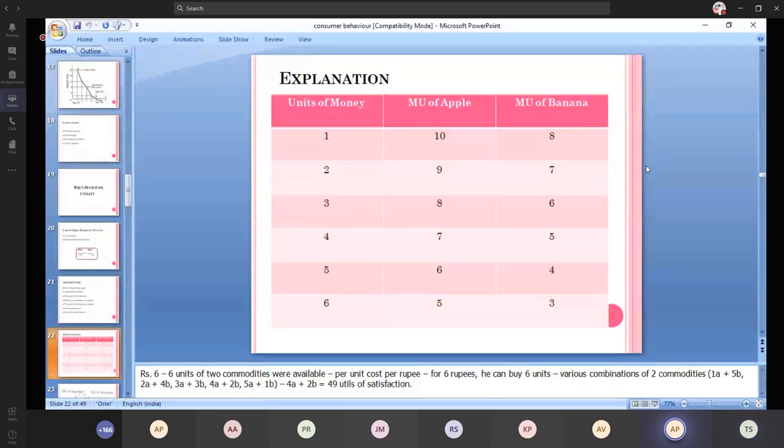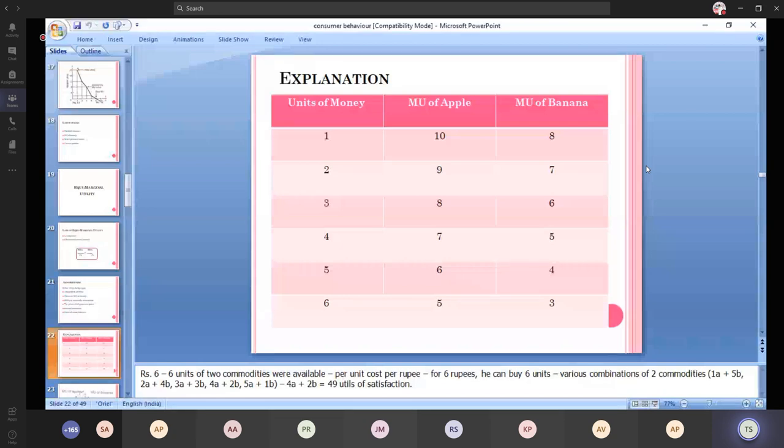It won't be 6 apples plus 0 bananas, because there should be a comparison between the marginal utilities. So the consumer has to buy at least 1 unit of each commodity. It can't be 6 apples plus 0 bananas, or 6 bananas with 0 apples. So these are the combinations.